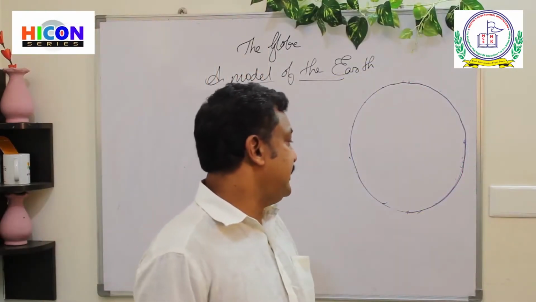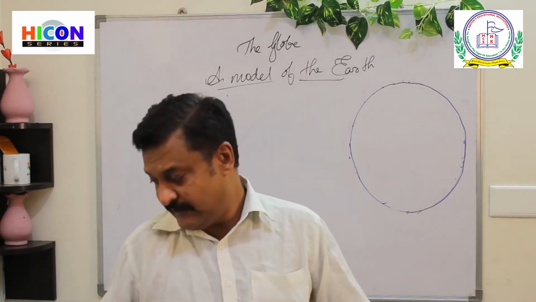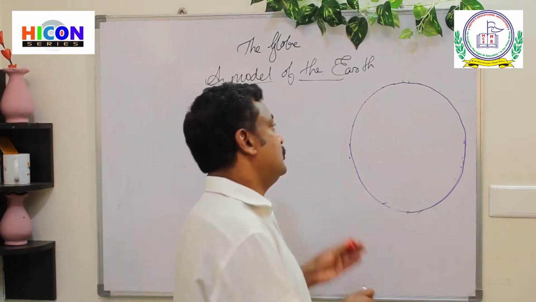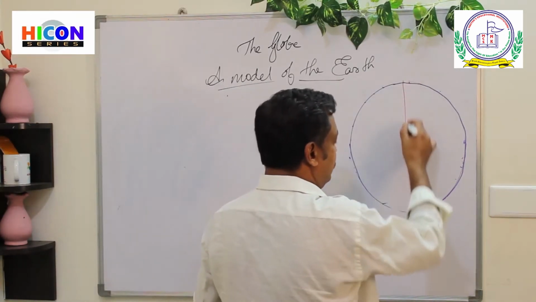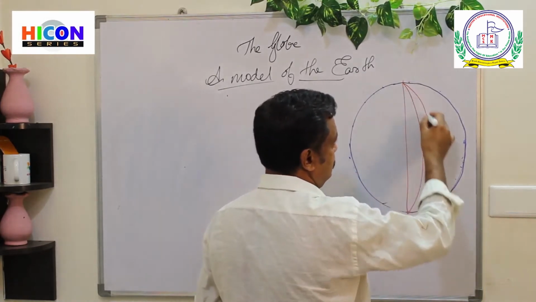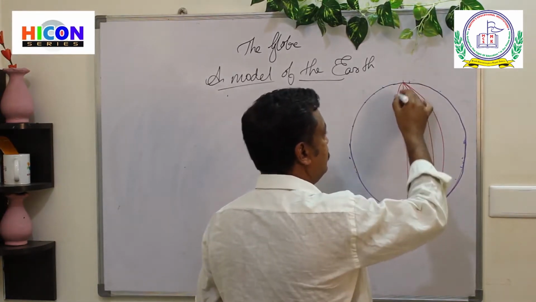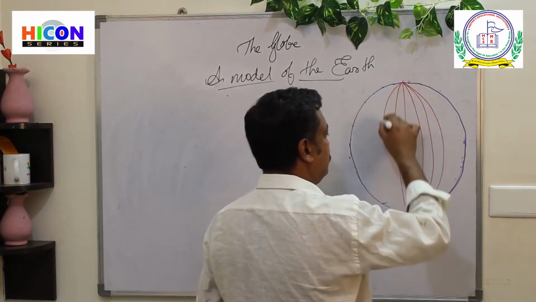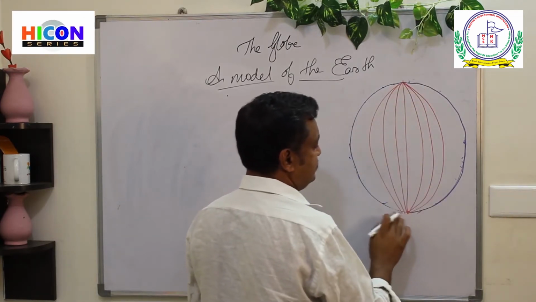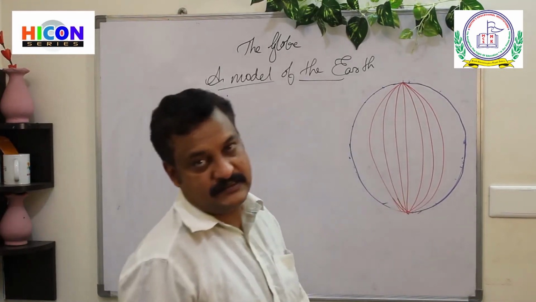So the other set of lines that we have on the earth is the lines that run from pole to pole, that originate at the north pole and end at the south pole, like this one. It goes on like this, okay? So they start from the north pole and end at the south pole.